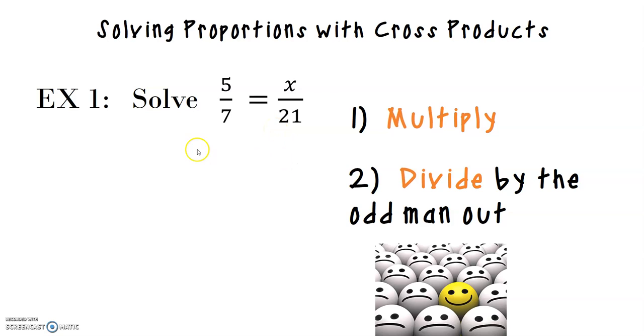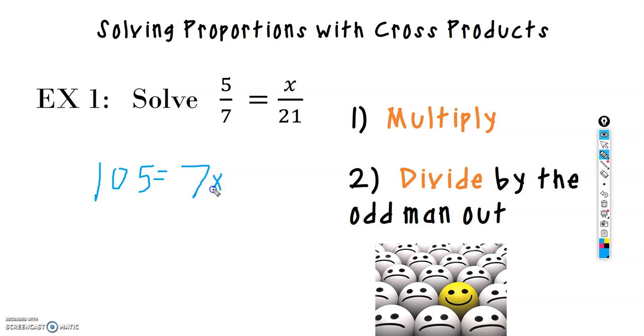So let's see what we need to do. We're just going to multiply with our cross products diagonally. Let me grab my pen here. If I multiply this way, I have 5 times 21, and it gives me 105. Now, if I multiply 7 times x, hopefully you remember that that is just 7x.